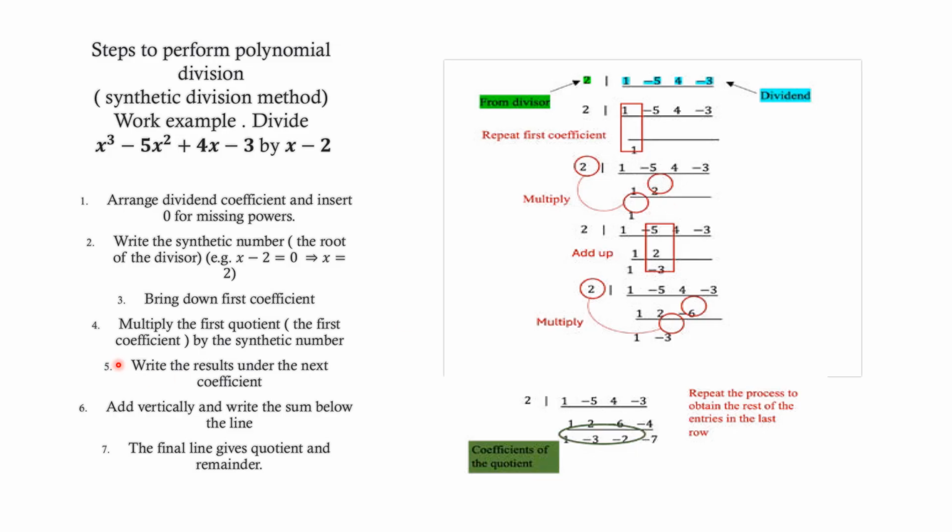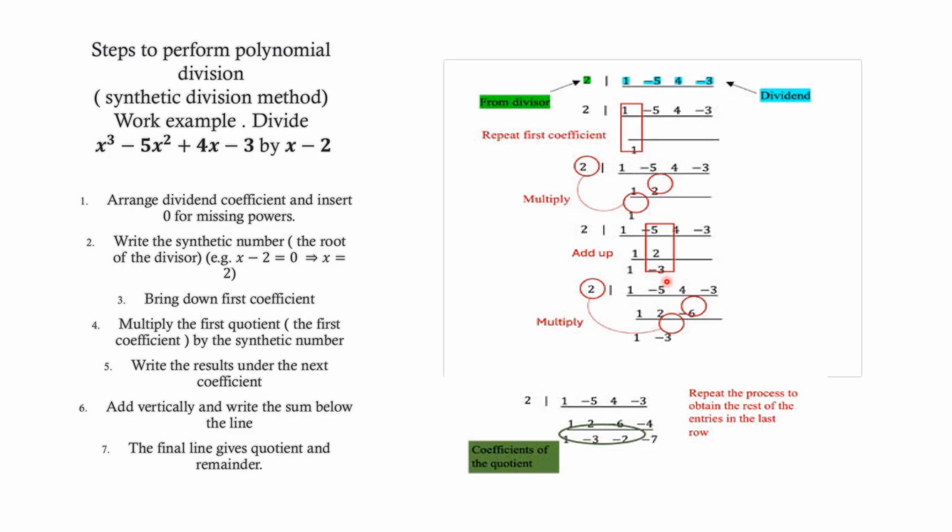The 2 will be written under the next coefficient. So what is the next coefficient? The next coefficient is minus 5. So the 2 will be written here. Then an operation will be performed, that is an addition operation. So add vertically and write the sum below the line. So here, minus 5 plus 2 will give us minus 3. Good. So after doing it, it means that our next quotient is minus 3.